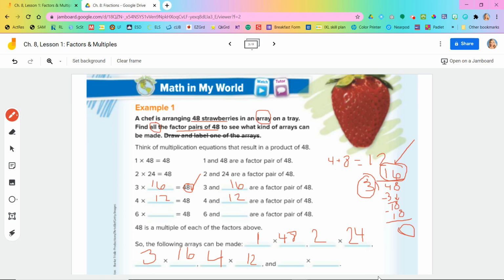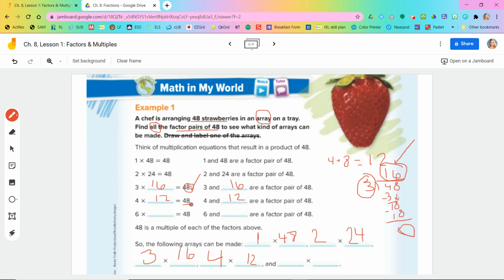Now, after 4, we need to check 5. Now, a lot of the class today said 6. They jumped automatically to that 6 because it was on the paper. We have to check 5 because we have to make sure that 5 is not a factor of 48 or not a part of a factor pair. We know that 5 is not a factor of 48 because 48 does not end in a 0 or a 5.